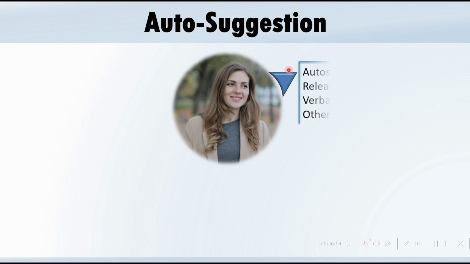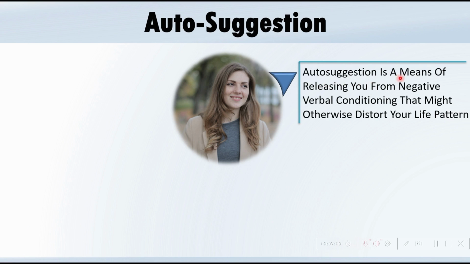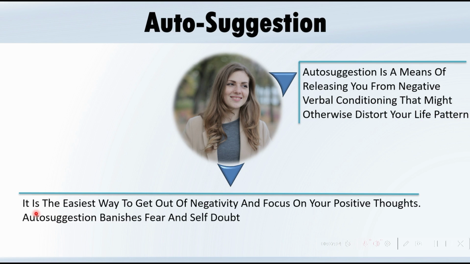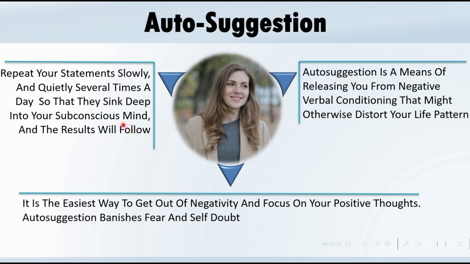The next technique is auto-suggestion. So what is auto-suggestion? Auto-suggestion is a means of releasing you from your negative verbal conditioning that might otherwise distort your life pattern. Also, auto-suggestion is the easiest way to get out of negativity and focus on your positive thoughts. Auto-suggestions banish fear and self-doubt. And also, auto-suggestion means that you repeat your statement slowly and quietly several times a day so that it sinks deep into your subconscious mind and the results will follow.